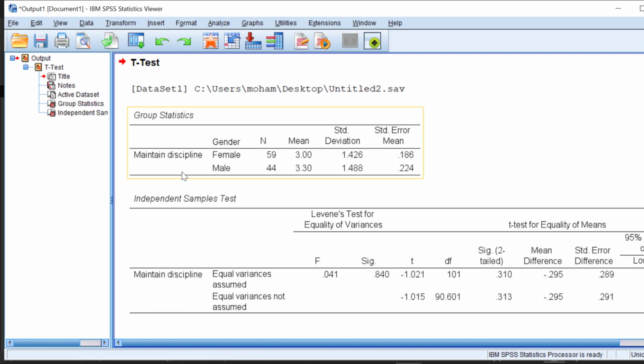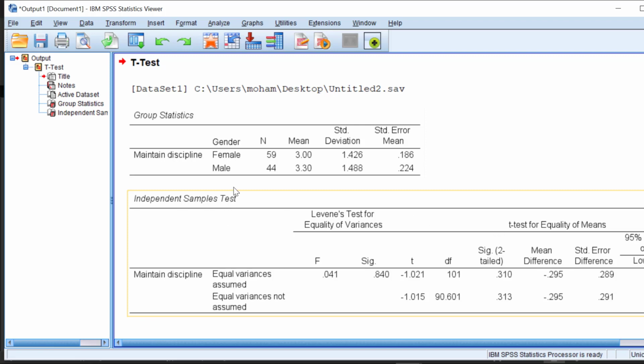So as you can see here, we have maintain discipline, we have gender, we have the N that refers to the number of the participants, we have the mean score that refers to the degree of agreement or disagreement. We have standard deviation that refers to how each group differs from the other, and standard error of the mean. Anyways, what is important here is the mean score and the standard deviation, because the independent samples t-test is a parametric inferential statistical test.